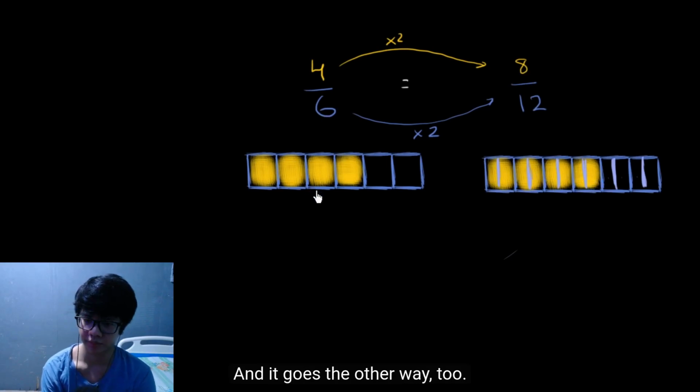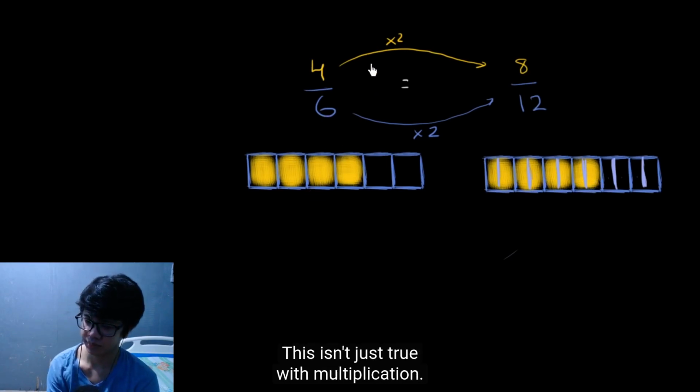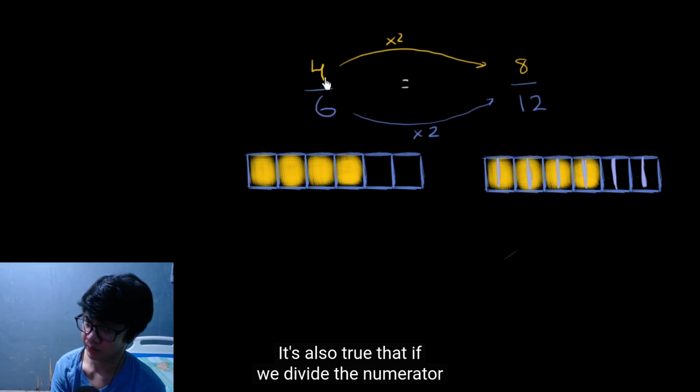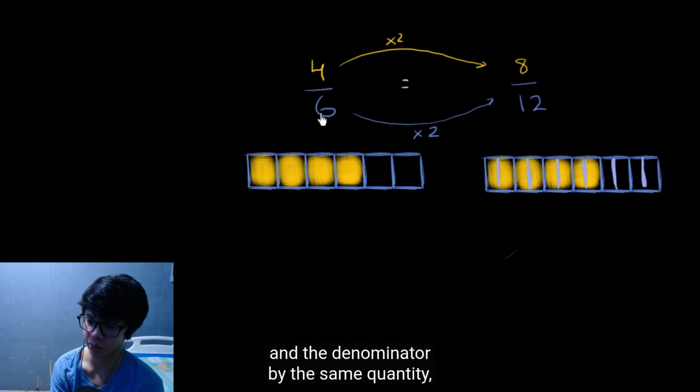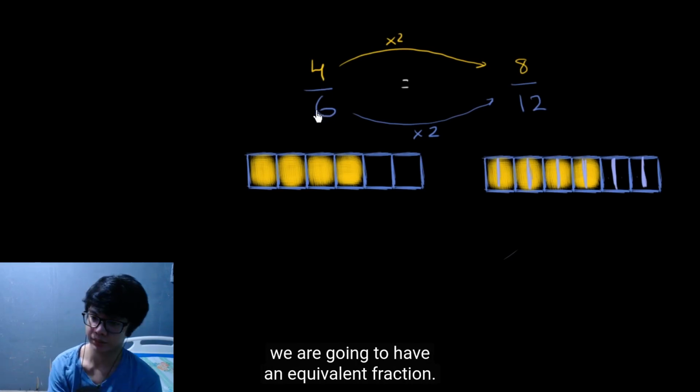And it goes the other way too. This isn't just true with multiplication. It's also true that if we divide the numerator and the denominator by the same quantity, we are going to have an equivalent fraction.